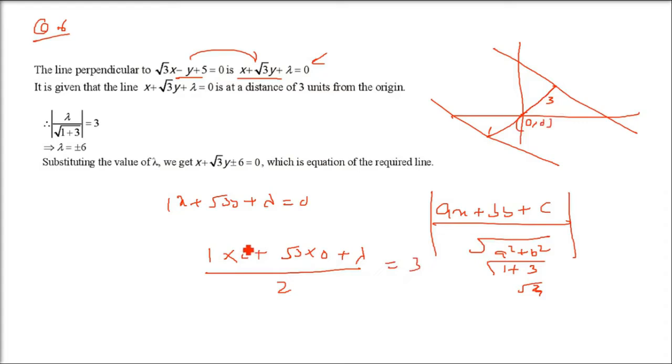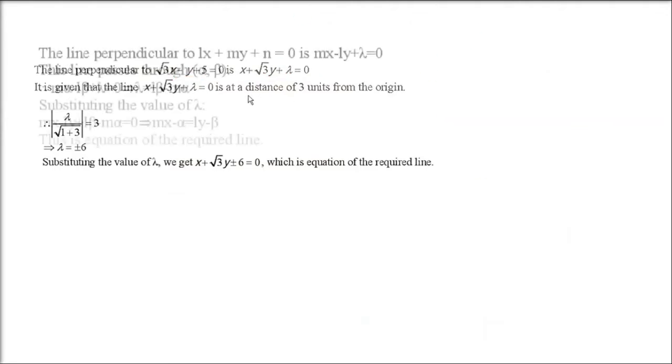Now this distance can be negative or positive. This is 0, 0. Lambda by 2 equals 3, lambda is 6, but it has to be plus minus both, with mod, because distance can be on the other side. Distance is negative. So x plus root 3y plus minus 6, both sides. So x plus root 3y plus minus 6 equals 0. This is the equation of two lines.